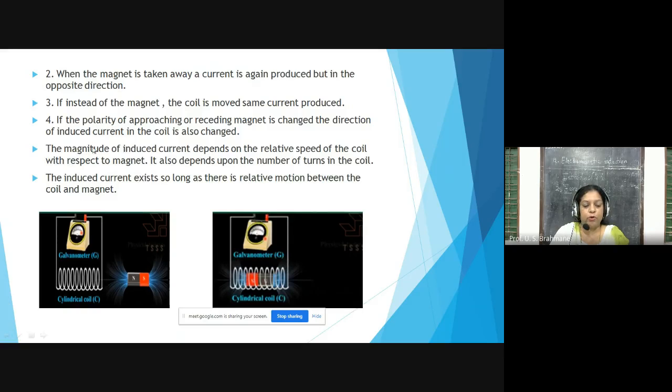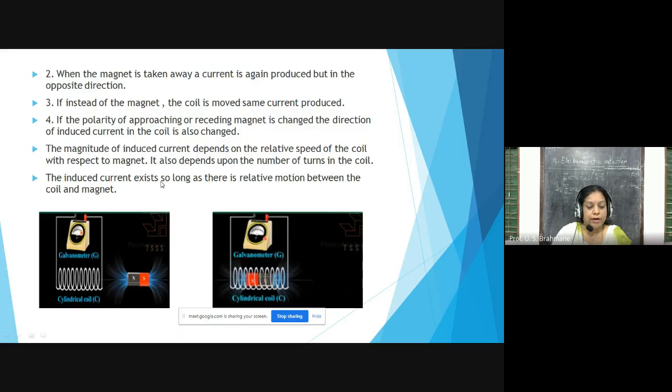And the fourth one, the important one, is the magnitude. The magnitude of induced current depends on the relative speed of the coil with respect to the magnet. It also depends upon the number of turns in the coil. So first it depends upon the speed, and secondly it depends upon the number of turns of the coil. So that is very important. You can see the number of turns here.